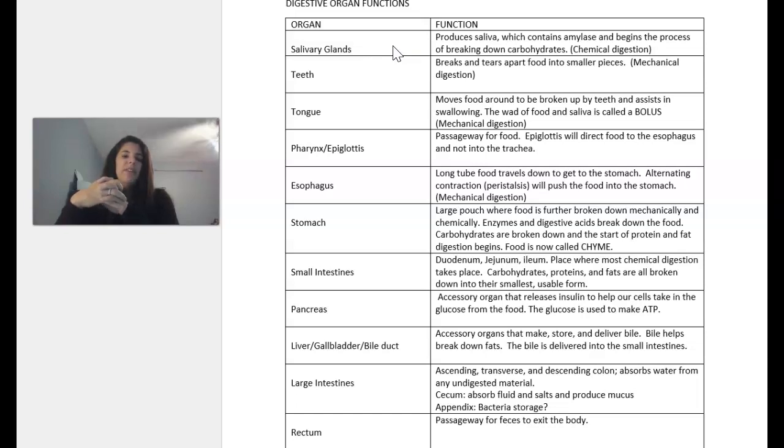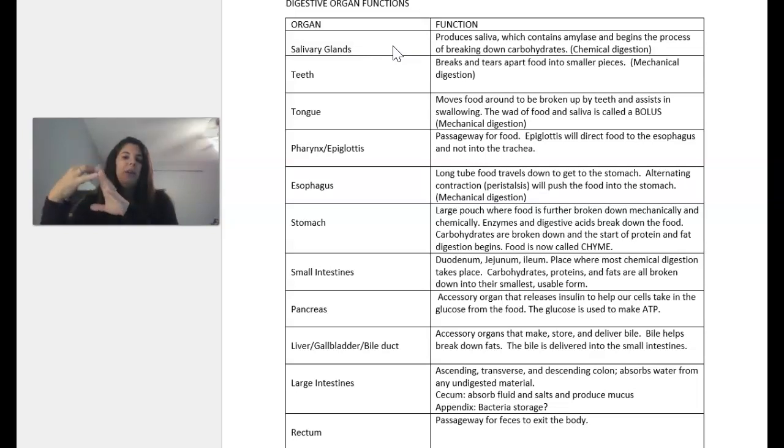Now, there are a couple of accessory organs, like I mentioned: the pancreas, the liver, the gallbladder, and the bile duct. These are accessory organs because food will never actually pass through them. Food never goes to the liver or into the pancreas, but instead, these structures are going to deliver enzymes and chemicals into the small intestines that will help break down food chemically.